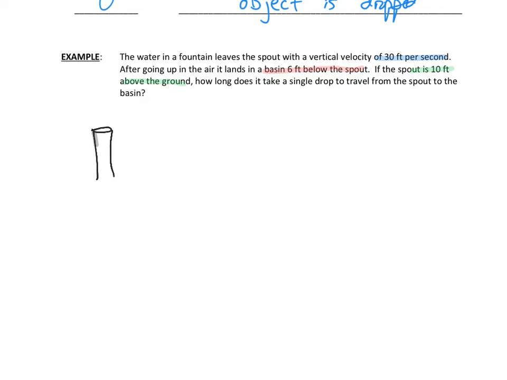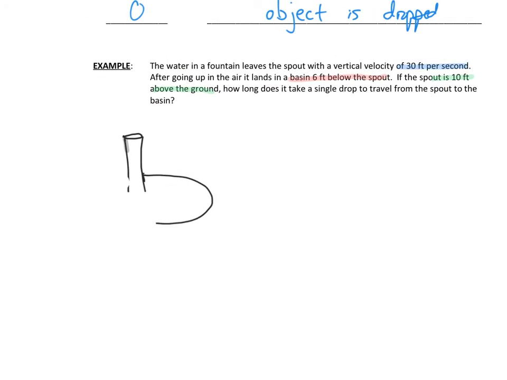There's a spout. And then there's a basin below that spout. Okay, it looks like this. Let me fix that. Okay, and then think of it as this comes down to the ground.